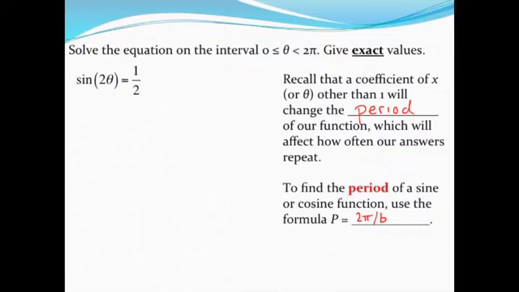When we have a coefficient of theta, which we used to refer to as the b value when we graphed these problems a while ago, we'll start to get multiple solutions, more than the two that we'd been getting previously when we just had a theta in there. So let's go ahead and take a look at what to do with this.